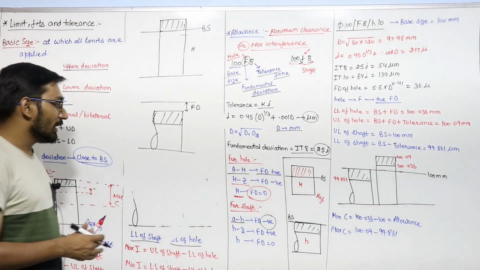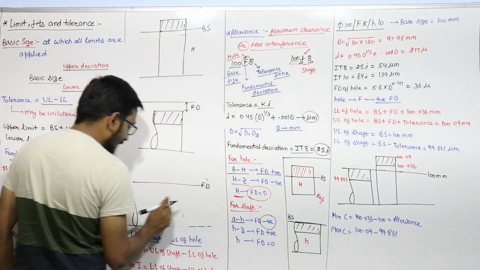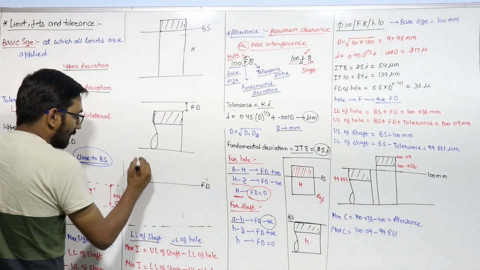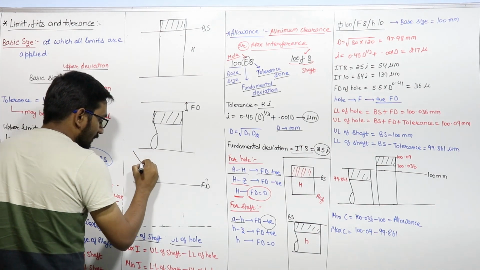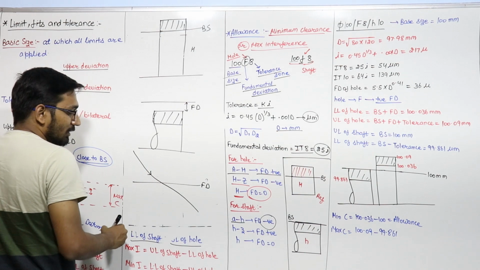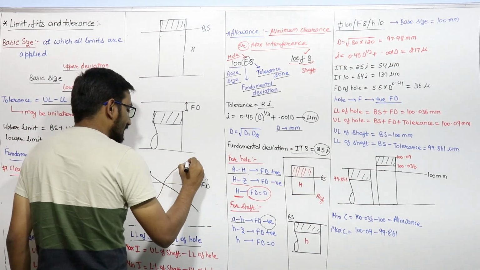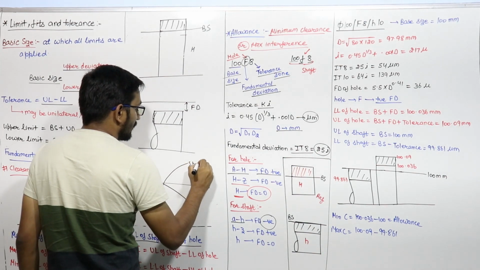Right. So in holes, the fundamental deviation, suppose this is the fundamental deviation line. For the holes, the fundamental deviation is first positive, then 0, then it is decreasing in this direction. For the shaft, it is first negative, then 0, then it is increasing for the shaft.